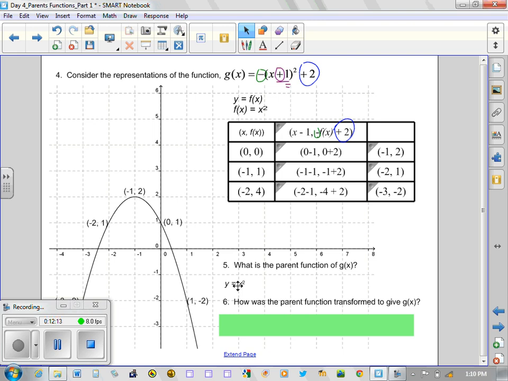Lastly, to finish the slide off, we'll make a statement as to what occurred to the graph of F in order to produce G. So we have a reflection through the x-axis, a horizontal shift of 1 unit left, and a vertical translation of 2 units up.